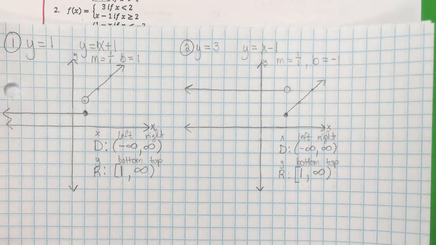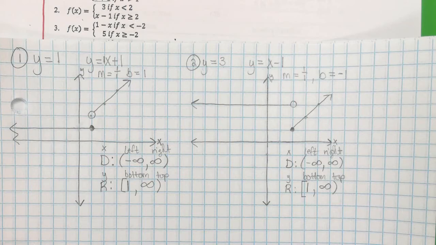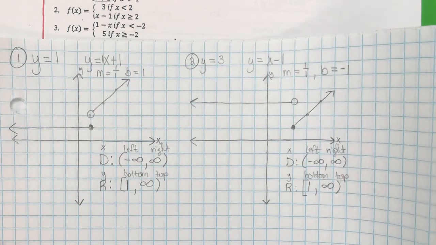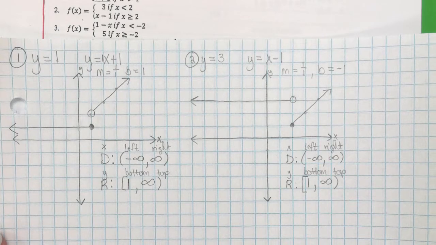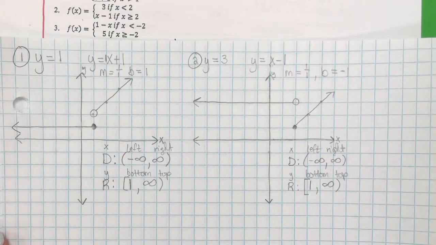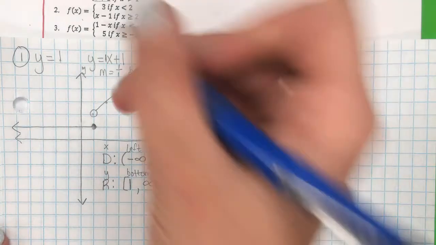Alright, let's go to number 3. If I go too fast, just slow it down, okay? I'd really like you to try number 3 on your own. So see if you can pause this video for a second and graph number 3 on your own. And be careful on this one.